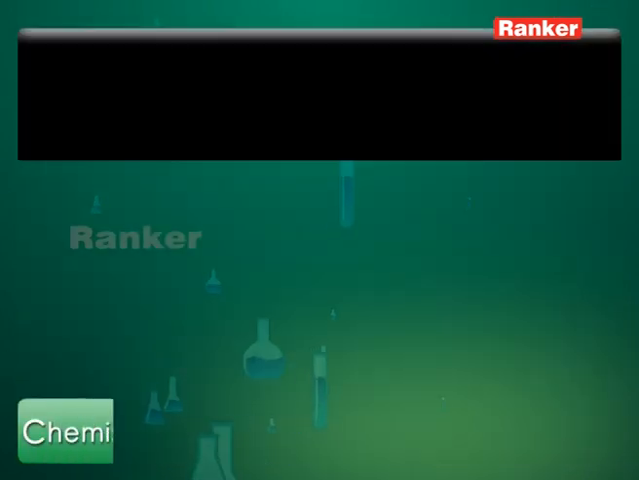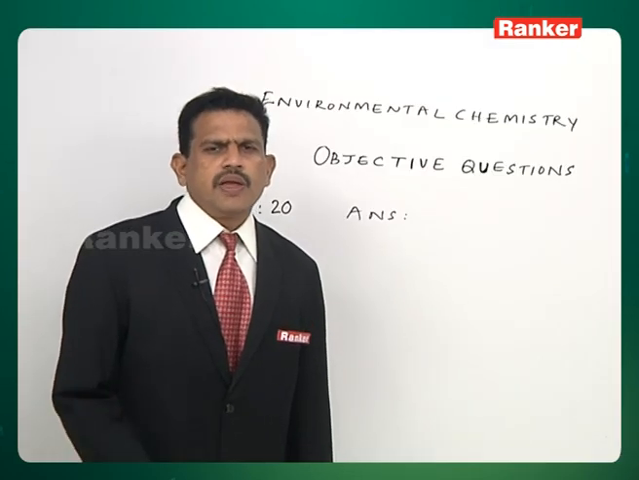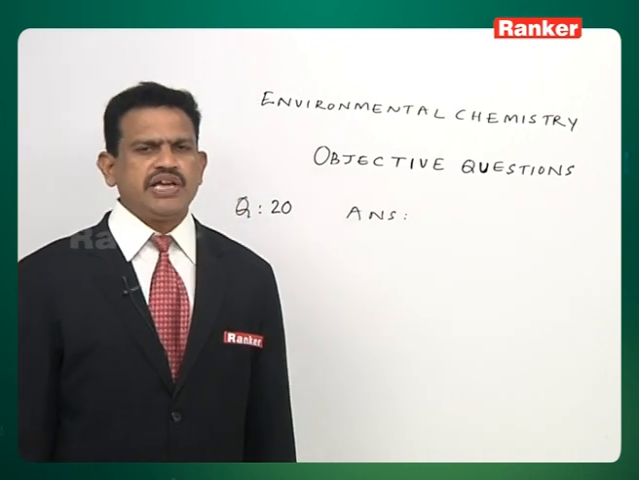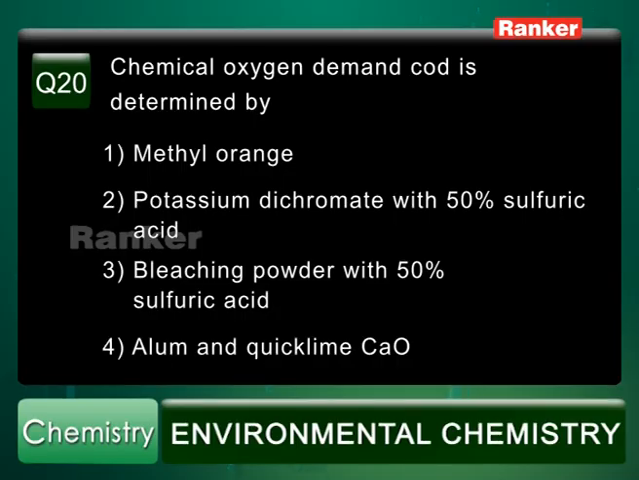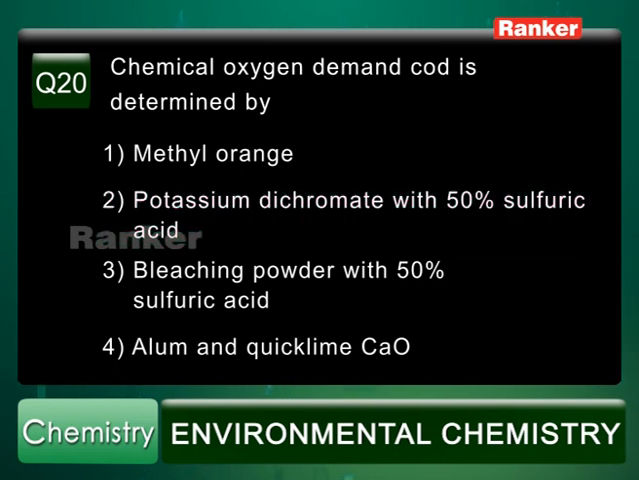Question number 20. Chemical oxygen demand COD is determined by using options 1, methyl orange, 2, potassium dichromate with 50% sulfuric acid, third option bleaching powder with 50% sulfuric acid. Fourth option alum with quicklime CaO. So chemical oxygen demand COD in the laboratories can be determined by acidified potassium dichromate. Therefore, we can go for option 2 as an answer for this question. This is question number 20.